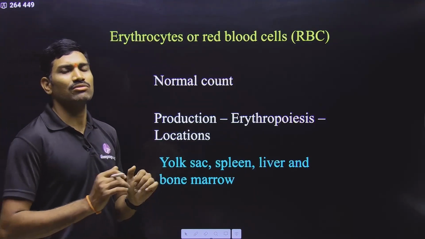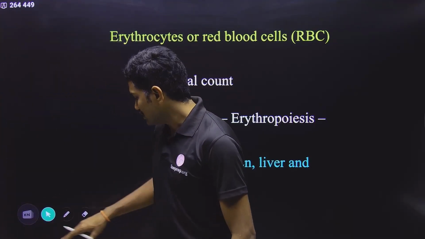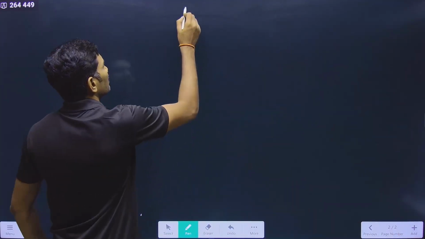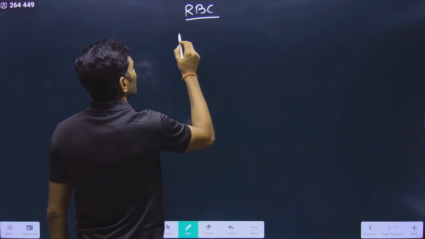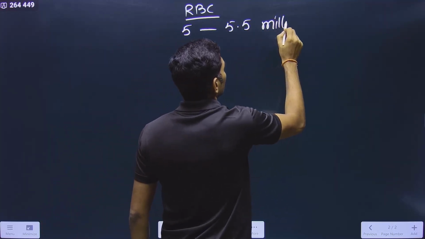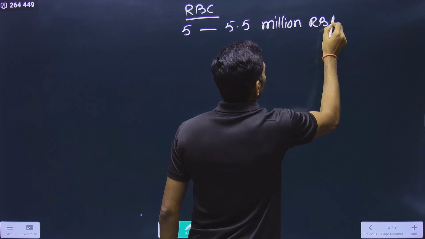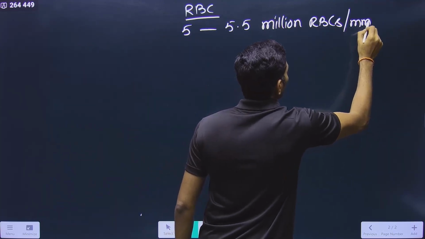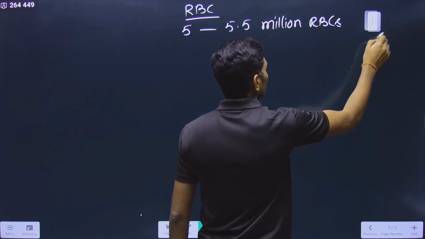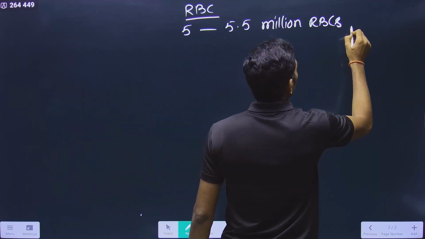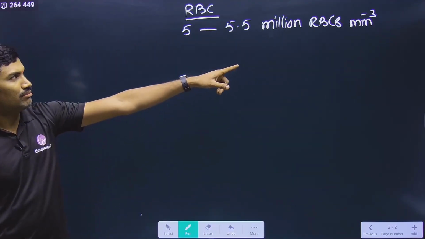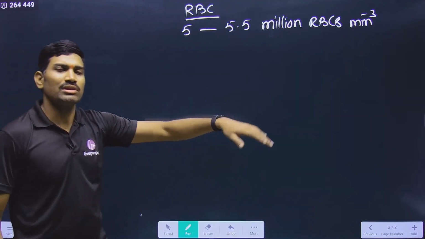And what is the normal count? What is the normal count for these RBCs? Now we are going point by point, so observe very carefully here. So first we are talking about RBCs. What is the normal count here? 5 to 5.5 million RBCs per millimeter cube. Instead of writing per millimeter cube, you can write this as millimeter inverse cube, millimeter power minus 3. The meaning is the same only.